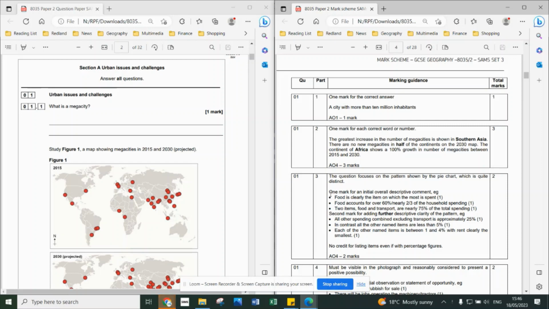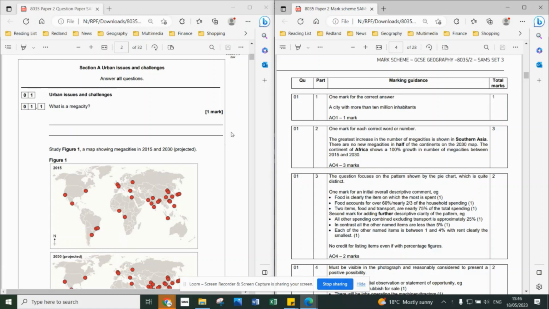Urban issue unit, which is section A of paper 2. And section A always looks at cities. Okay, so the first question here is, what is a megacity? Nice and simple. 1 mark. You have to say it's a city of more than 10 million people. Okay, the 10 million is critical for you getting the 1 mark.